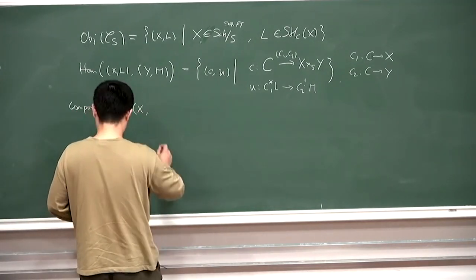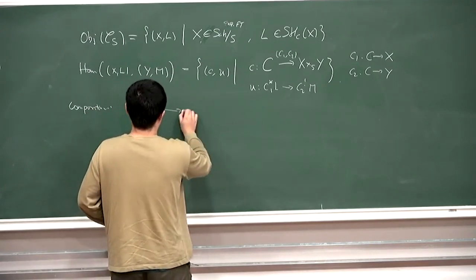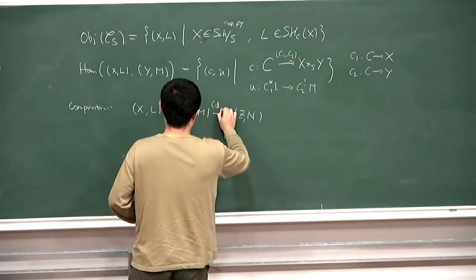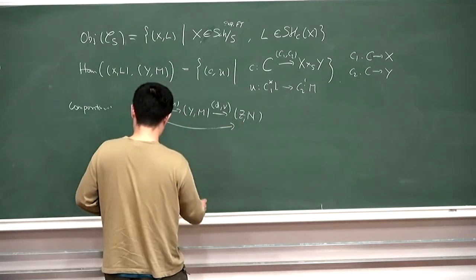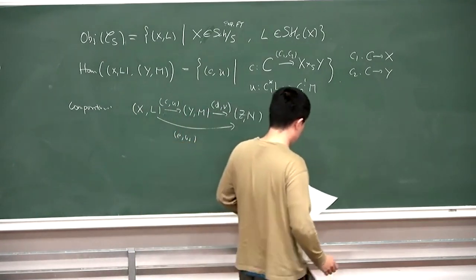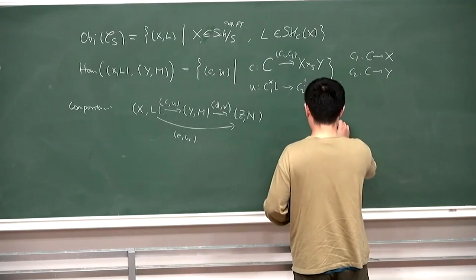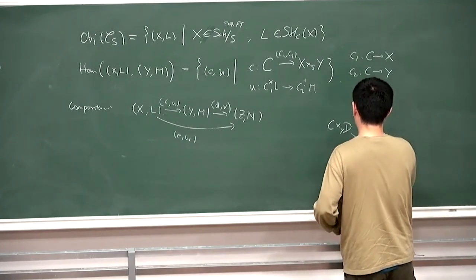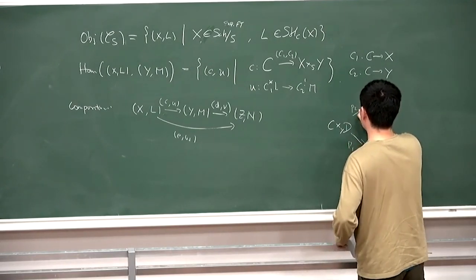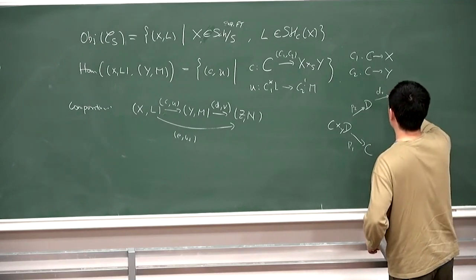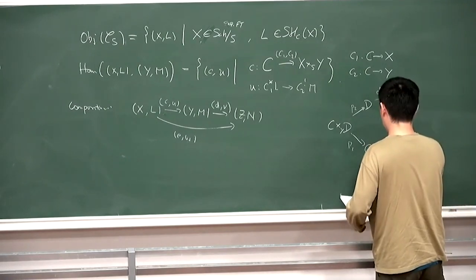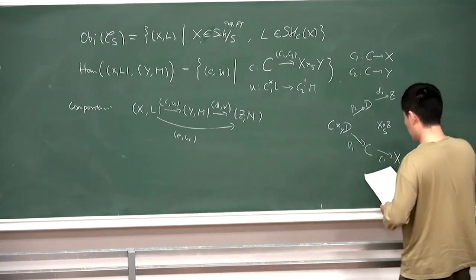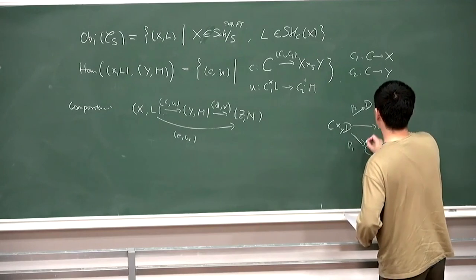So if we have three objects, (X, L), (Y, M), and (Z, N), let's say this is (C, U), and this is (D, V). I define the composition to be the pair (E, W). So it looks like this. You look at C times over Y D, that goes to D, goes to C. So that's the first projection, and that's the second projection. And you apply D2 to Z, and this by C1 goes to X. And you have this.